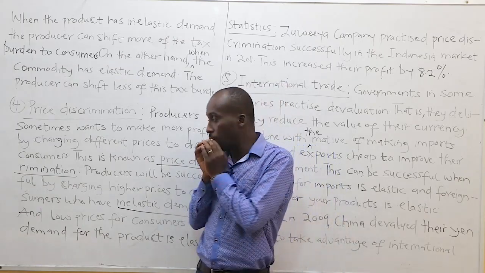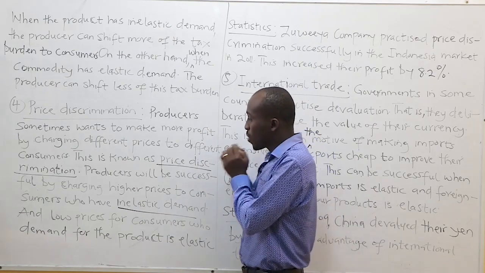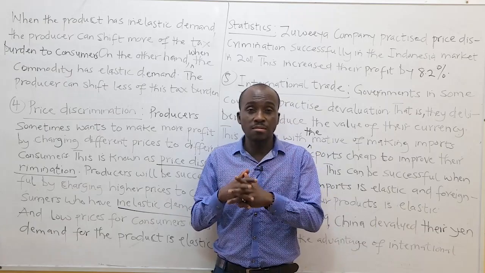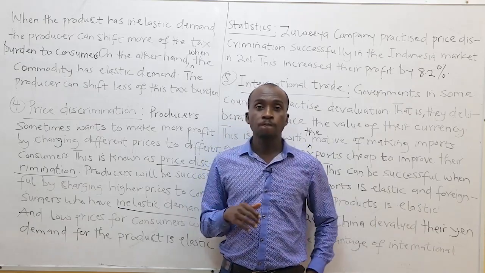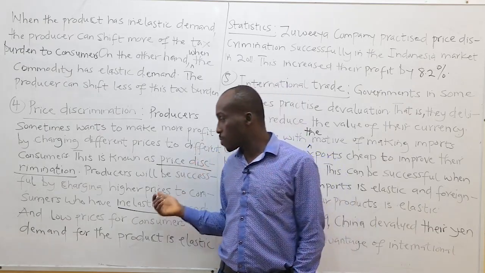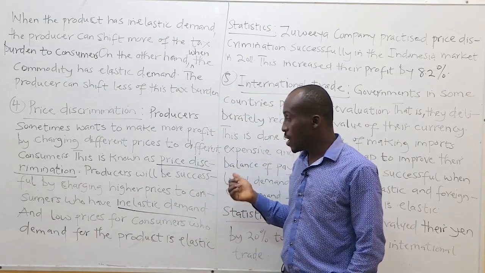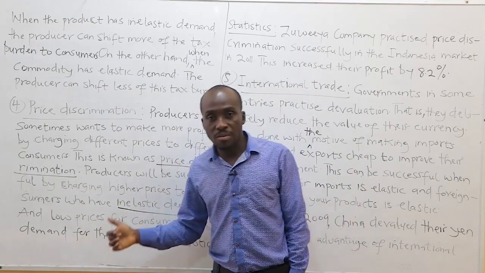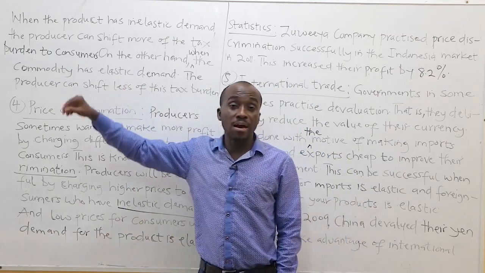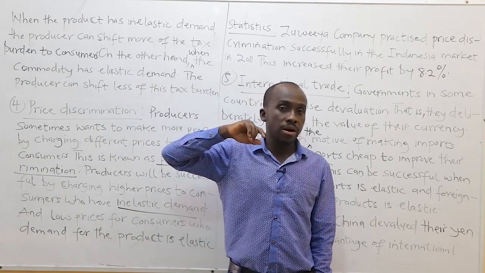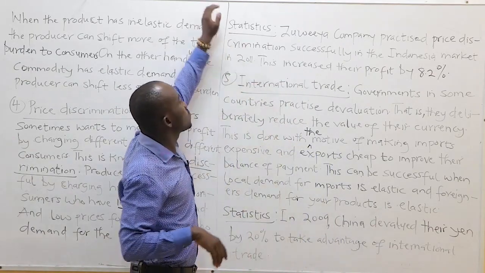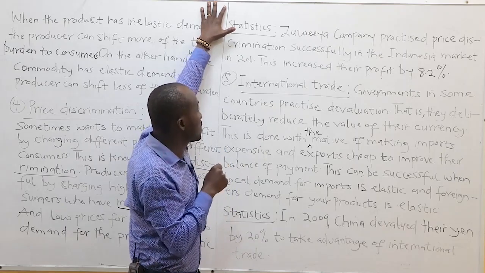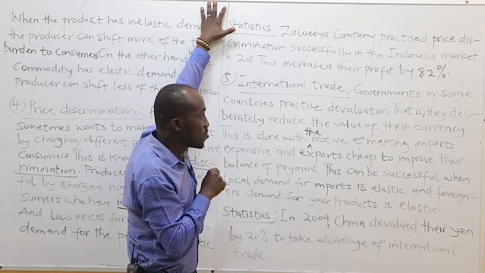People also do it anyway. So if I know the product I sell has elastic demand or inelastic demand, I have to be very careful. Because if the demand is inelastic and I increase the price, people will still be buying and I'll make my profit. But if I have elastic demand, maybe I have to reduce the price so that people can buy from me and I'll make more profit. You see that company like Zuvinga, price discrimination in Indonesia, increased their profit by 8.2%.